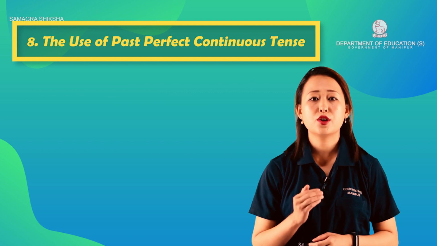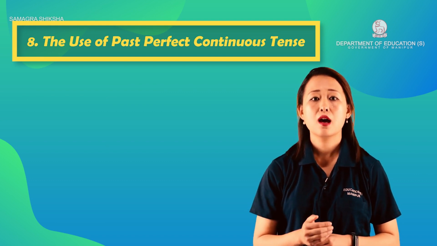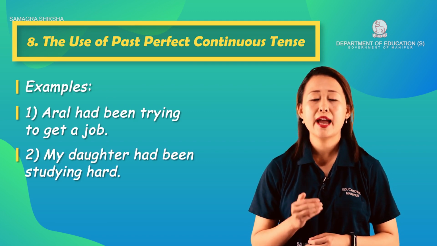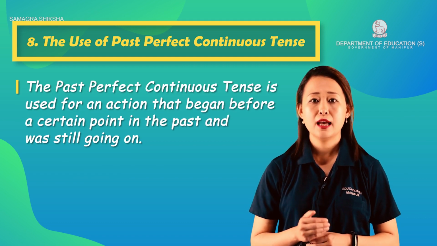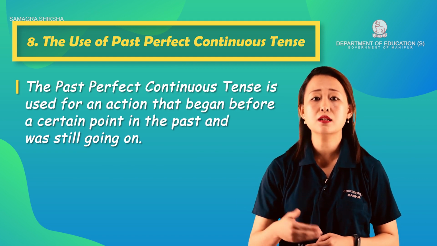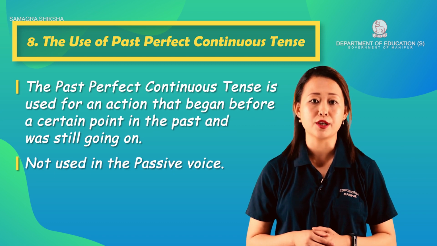Number 8, the use of the past perfect continuous tense. Examples, Anal had been trying to get a job. My daughter had been studying hard. The tense is used for an action that began before a certain point in the past and was still going on. This tense is not used in the passive voice.